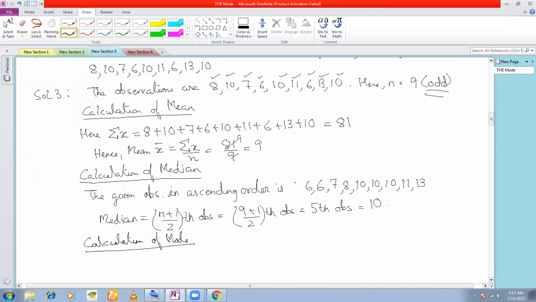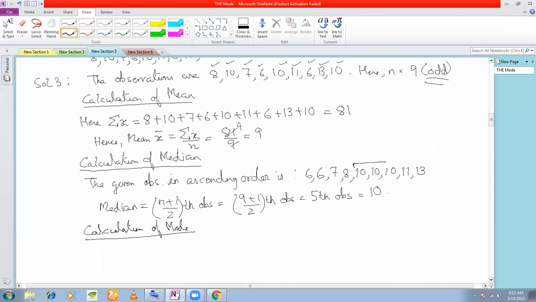Now, I told you just now that the observation that occurs the highest number of times is the mode. So if you see, 10 occurs thrice here. 6 occurs twice and 10 occurs thrice and all the others occur only once. So what is the highest frequency here? Of 10 it is 3. Hence, mode is equal to 10. So mode is not equal to 3, mode is equal to 10. Okay. So that's all done.